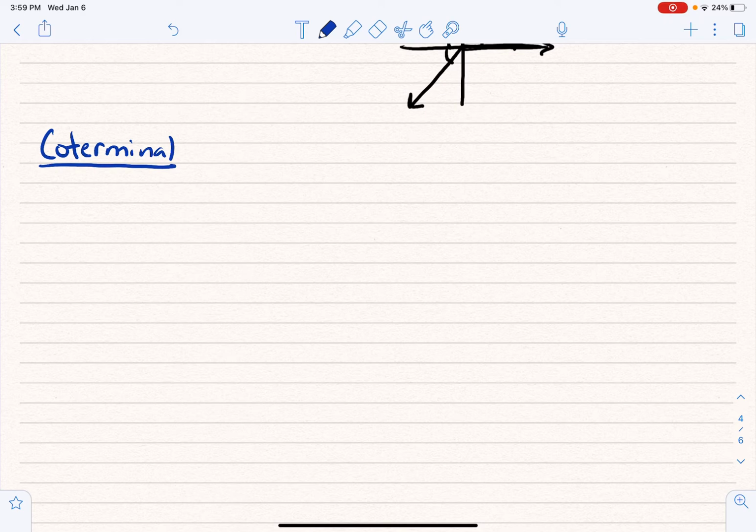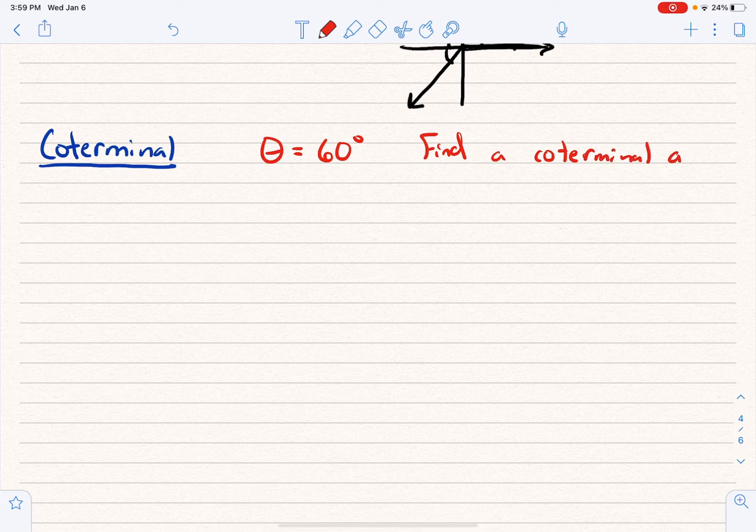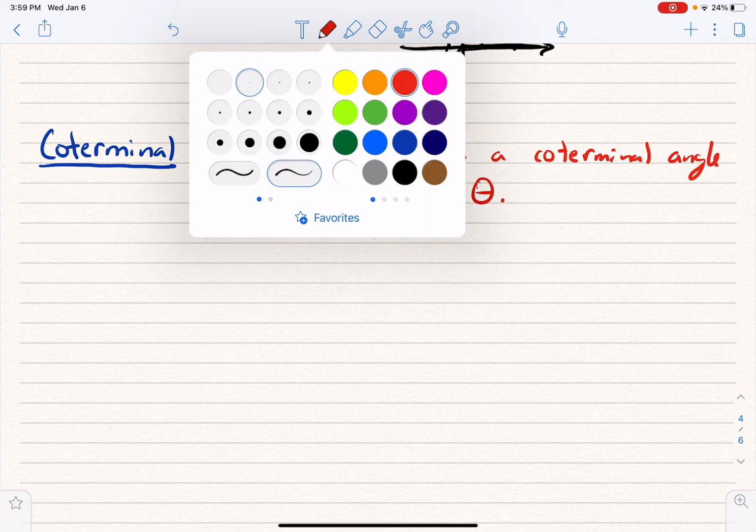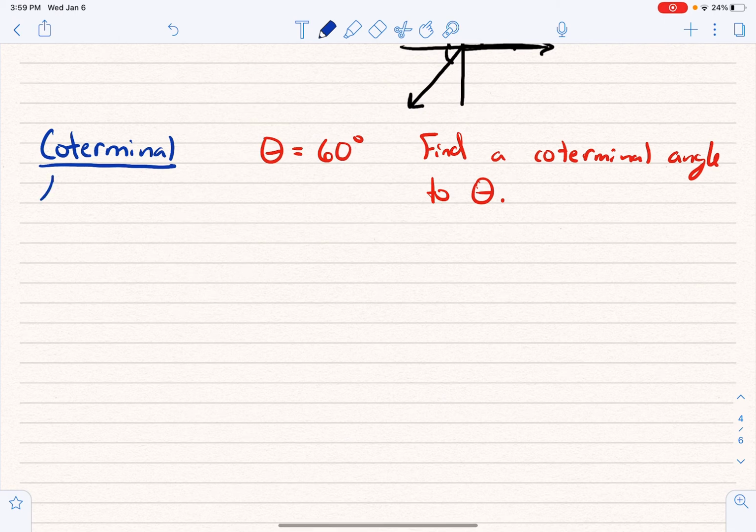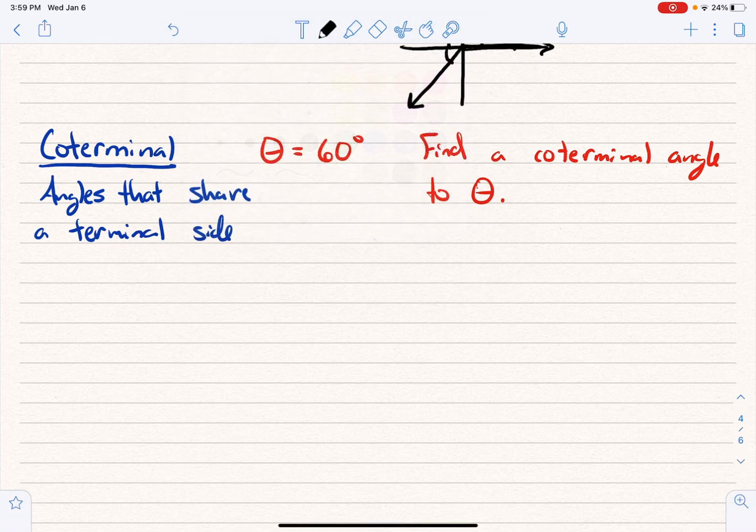All right. So if I say, let's come up with an angle like theta, and theta is 60 degrees. And I want you to find a co-terminal angle to theta. Okay, now first let's finish the definition I started. Co-terminal means angles that share a terminal side. And let's talk about what in the world that means. Angles that share a terminal side.